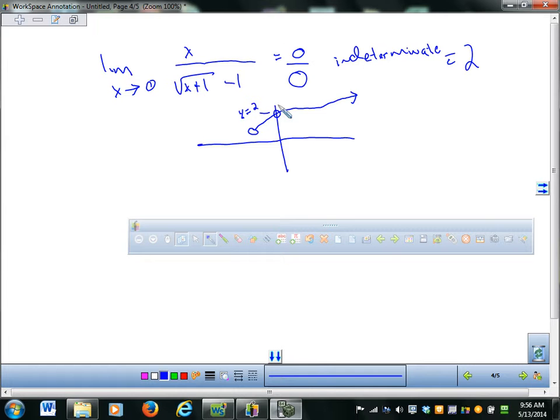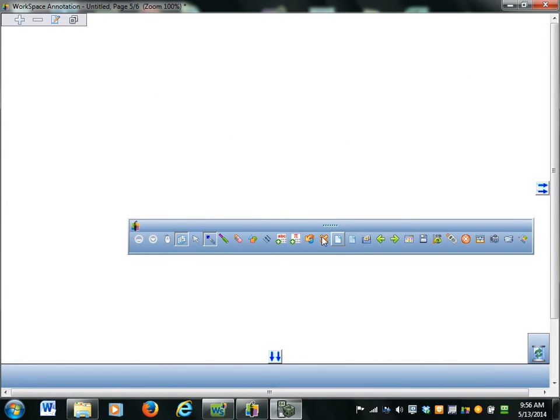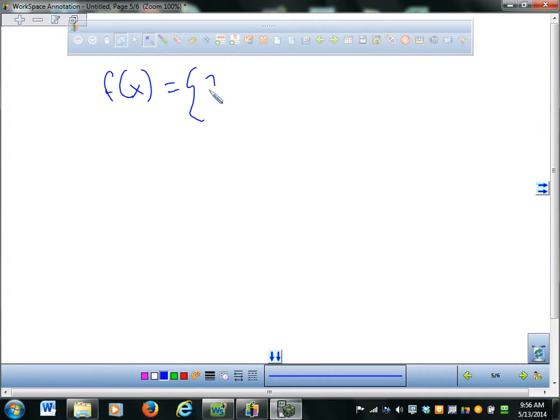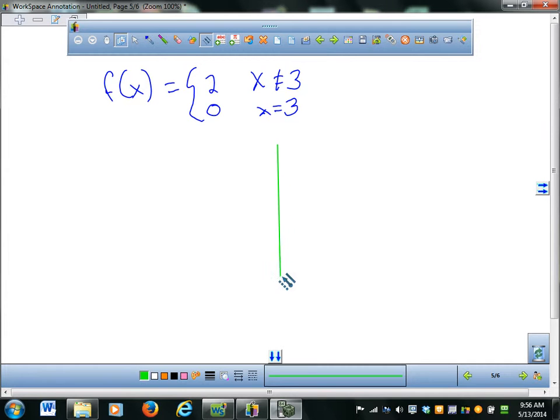Find the limit as x. So then we'll have something else that looks like this, all right? Where you have a piecewise function. You guys remember piecewise functions? Maybe? F of x equals 2 if x is not equal to 3, and 0 if x equals 3. If I were to graph this, what would I end up getting? Does anyone remember what this looks like?